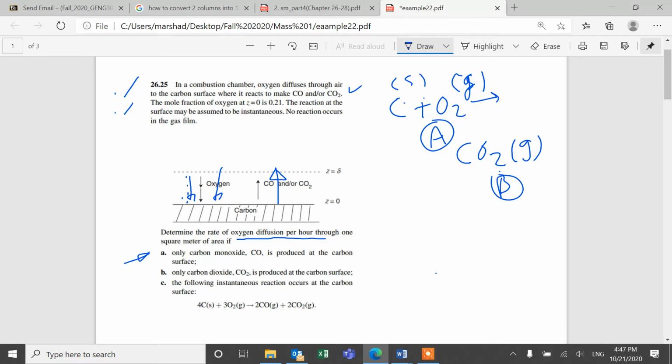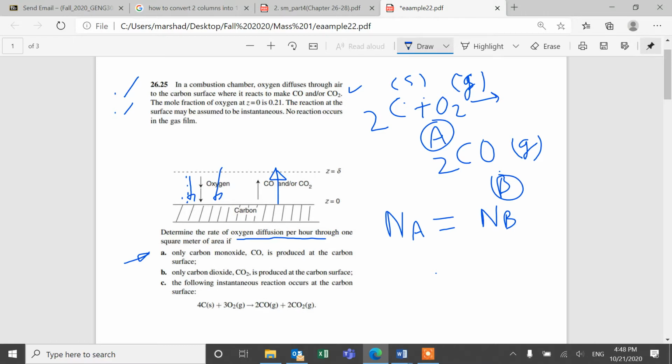Okay, so NA, A is O2, and CO2 is the product. NA divided by 1, because we have 1 mole, equals NB. Okay, sorry, this is CO only, not CO2. So only CO gas. So C plus O2 gives 2CO. This we can make it 2. So we have to balance the reaction.